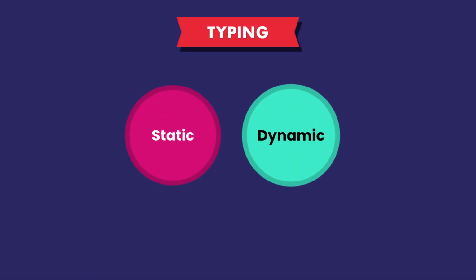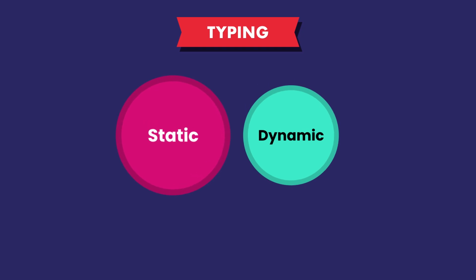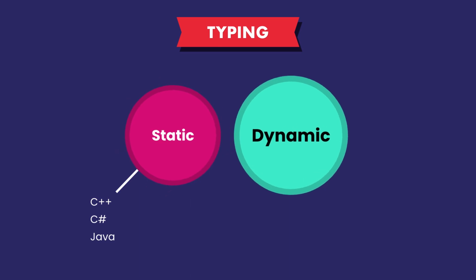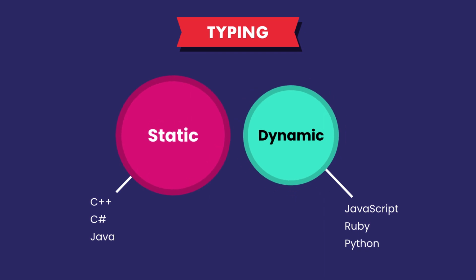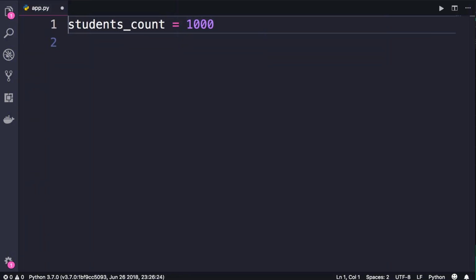In terms of typing, programming languages fall into two categories: static languages like C++, C Sharp, and Java, and dynamic languages like JavaScript, Ruby, and Python. In static languages, when declaring a variable, we need to specify its type. For example, in C Sharp, when declaring this variable, we need to set its type to an integer. So with this, the type of this variable will always be an integer.